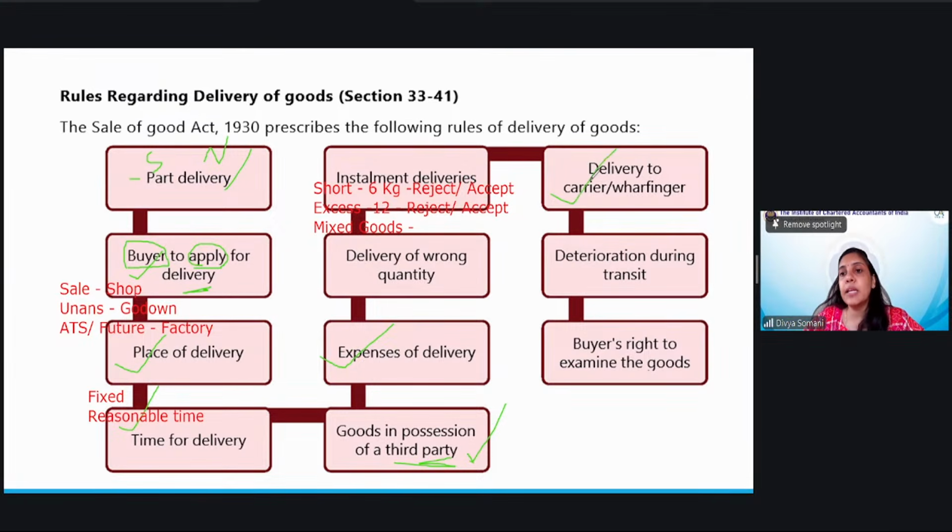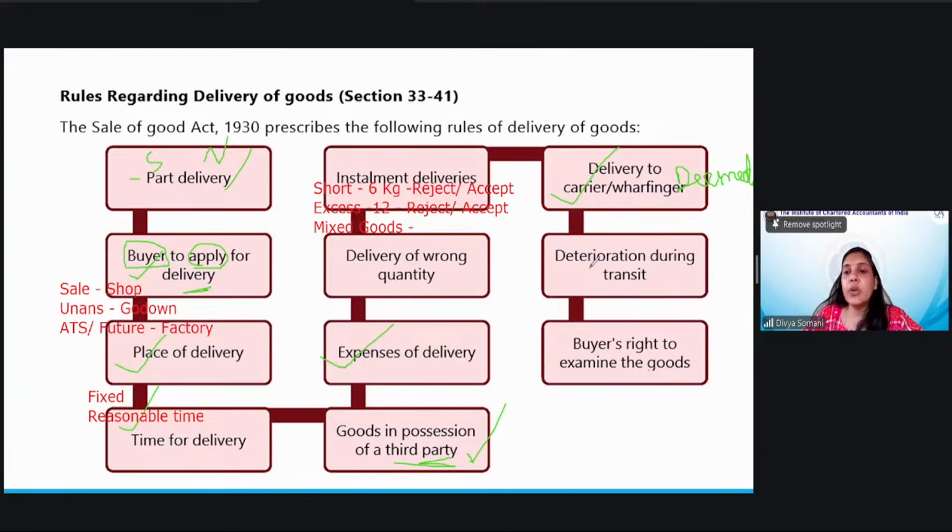Then we are coming to this part, delivery to carrier. So it is basically deemed delivery. We have already read this. As soon as the goods are given to the carrier, or the goods have been loaded to the carrier, the ownership passes to the buyer. So delivery takes place. As soon as the goods are given to the carrier, it is presumed that delivery has happened. So it is a case of deemed delivery.